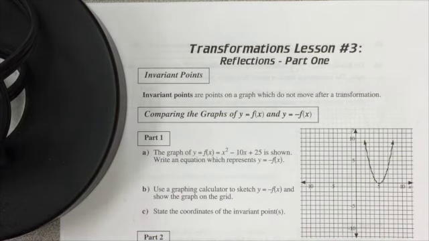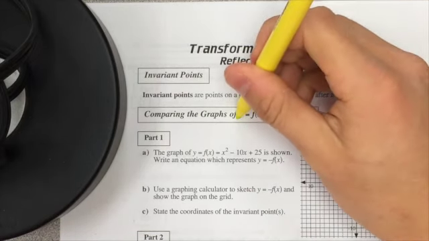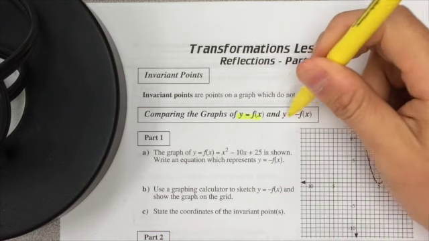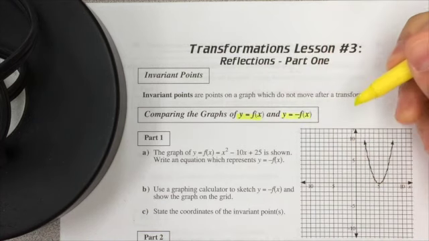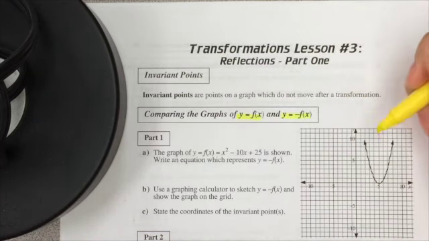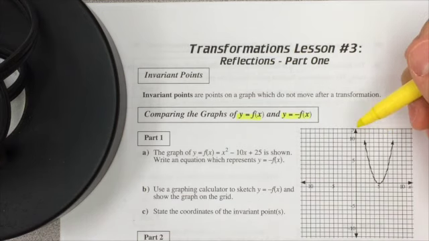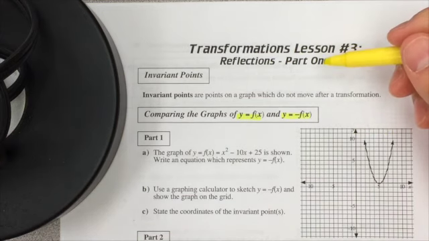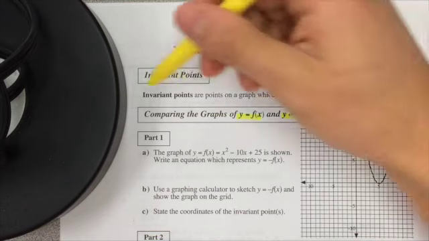Okay, so we're going to be doing the same thing we did last class, where we have a graph of f of x, but this time we're going to have y is equal to negative f of x. This is going to result in a reflection either across the x or y axis, and we're going to be looking at invariant points.